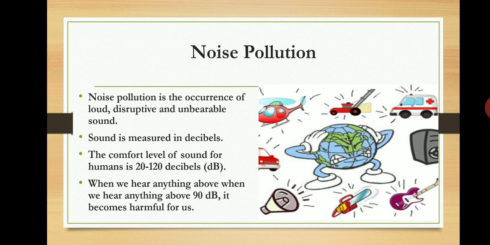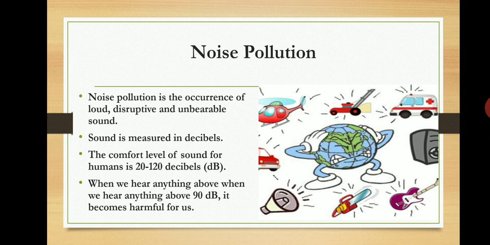What is the comfort level of sound for humans? Please repeat with me. The comfort level of sound for humans is 20 to 120 decibels, and it is written as small d, capital B. I've put it up on the screen. Please see that. The comfort level of sound for humans is 20 to 120 decibels, and it's written as dB. Now, anything that is beyond 90 decibels becomes harmful for us.